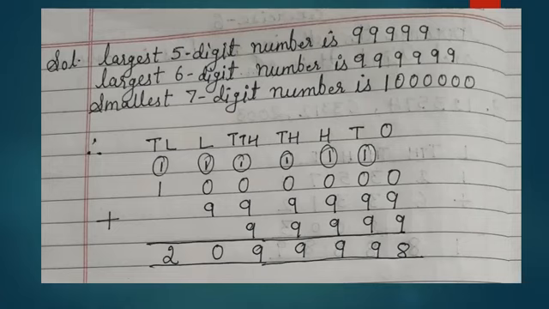Therefore first we have to arrange it in place value chart and then we'll add column wise. First we'll add ones place number, then tens, then hundreds, then thousand, then 10,000, then lakh and 10 lakh. And after adding it, we'll get the answer 20 lakh 99,998.